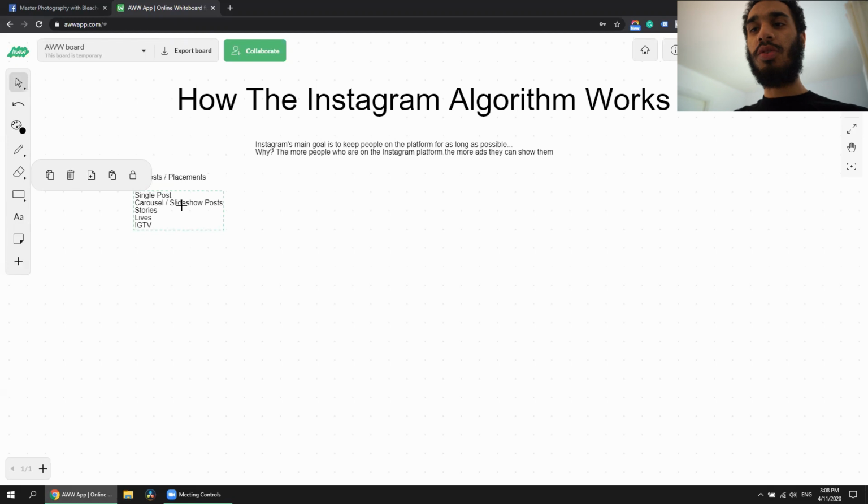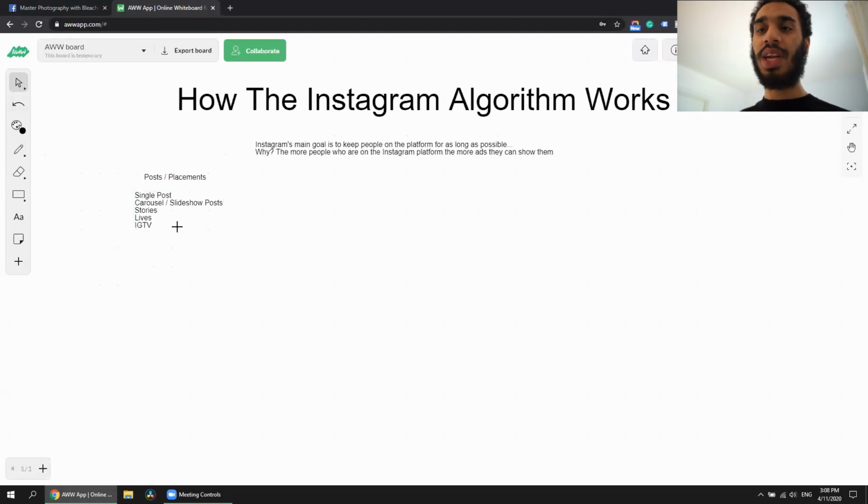And this is what Instagram is going to share on their platform to get more people to stay on the platform longer. So if you get a lot of engagement on your single posts, your carousel or slideshow posts, your stories, your lives, your IGTVs, they're going to be happy with your profile, and they're going to share your profile and your posts with more people, because they know that people are engaging with your posts and your placements, wherever your stuff shows up.